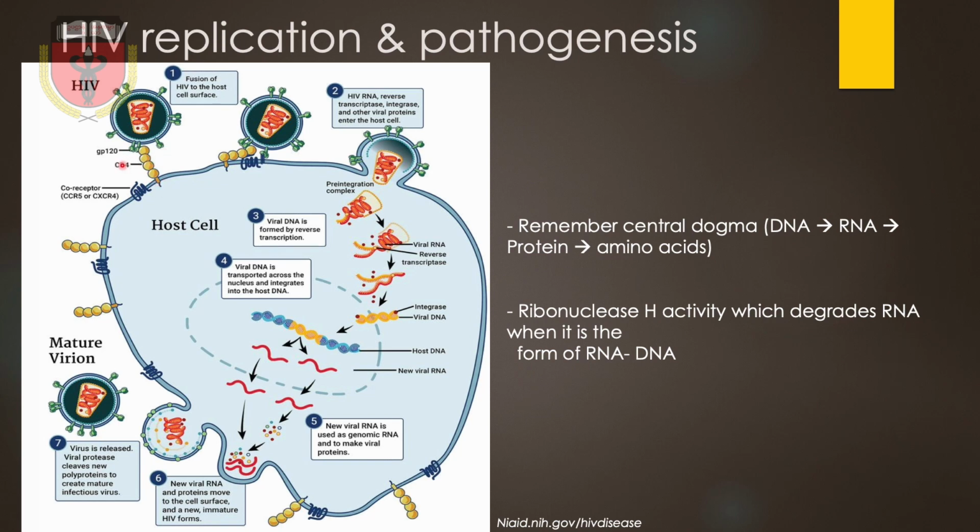So this is the host receptor CD4, and GP120 attaches to CD4. And then, with the help of a co-receptor on the host cell, one of the co-receptors being CXCR4 or CCR5, the virus attaches to the host cell, and then it fuses with the host cell membrane.